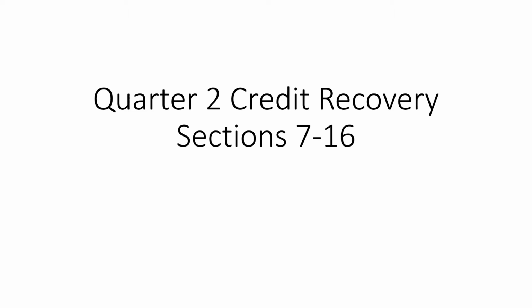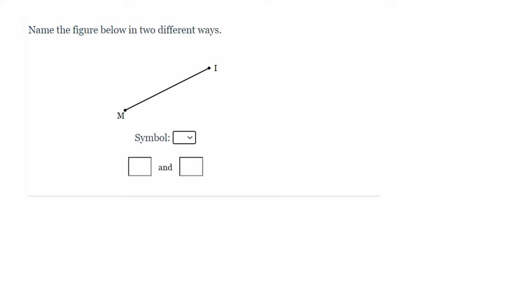Okay, I'm going to go over the last sections of quarter two credit recovery. So here we go. To name figures. For symbols, there's a bunch of different ones. You need to realize that this is a segment because it has two endpoints. So the symbol for that is just a solid bar. If this were a line and had arrows on it, the symbol for a line is this. There's lots of different symbols. And then to name it in two different ways, basically for a segment and line, you can flip-flop the endpoints. You could say segment IM, but you could also say segment MI. And that works for a segment and a line.